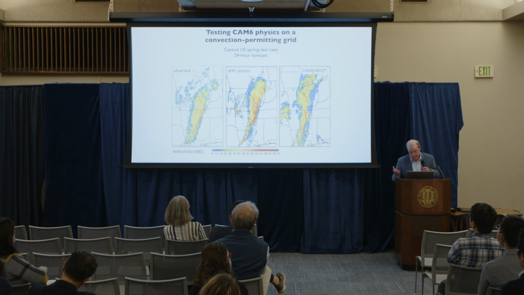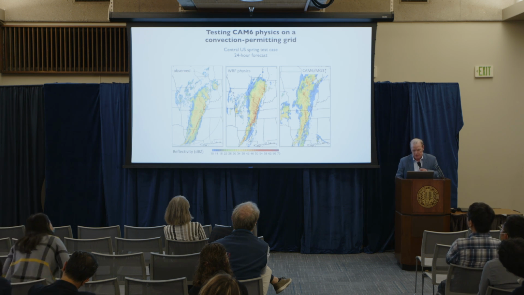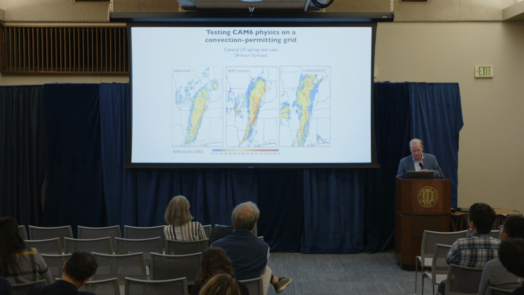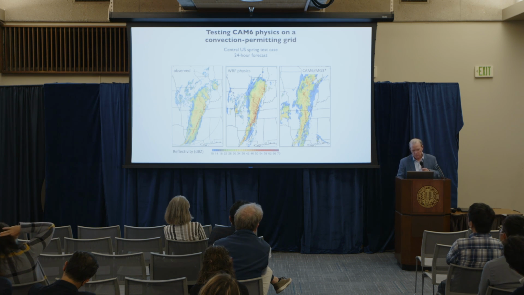But it's MG3, that's Morrison-Gettelman version 3. It's the latest and greatest microphysics. And you can see that the CAM physics actually does a pretty reasonable job. I won't show a slide about this, but the convection scheme of CAM6 stops convecting as the grid spacing gets finer. By the time you get down to maybe 7.5 kilometers, it's almost not doing anything.